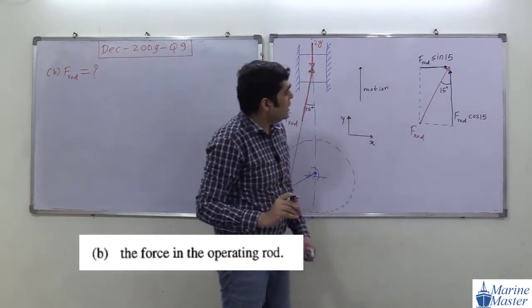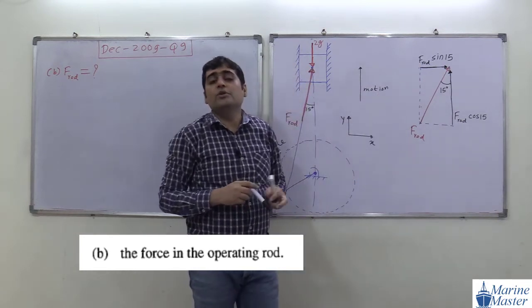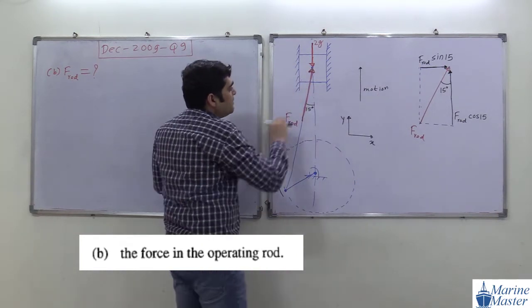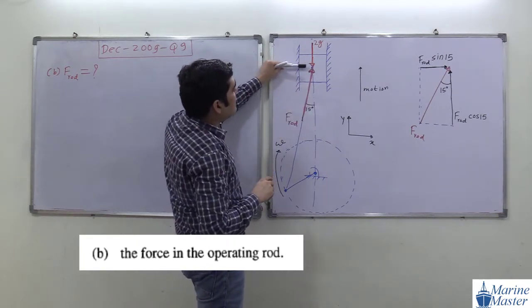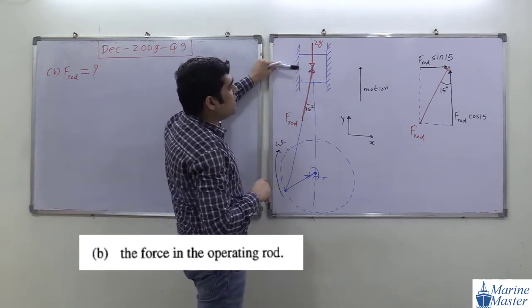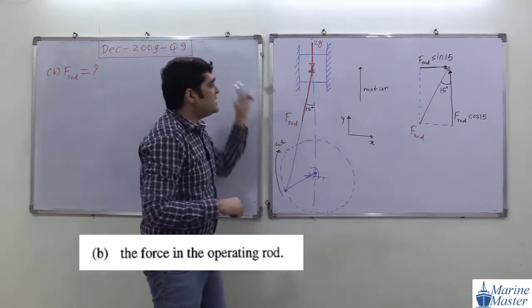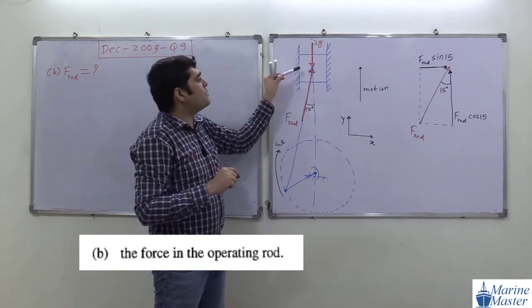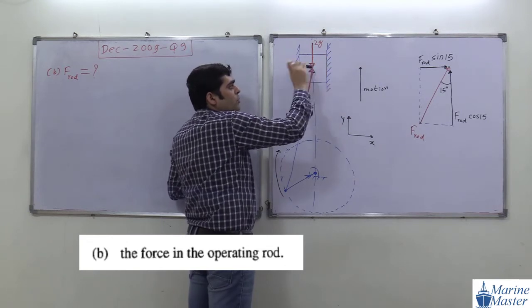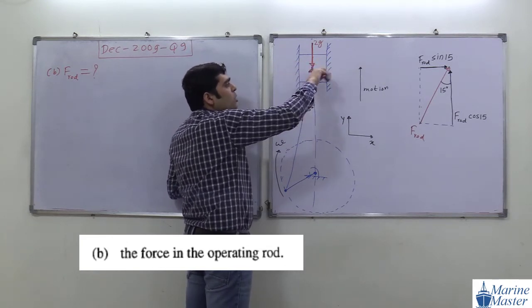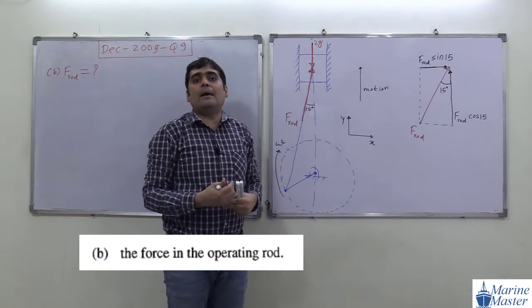Try to see the scenario here. Now if you observe, what is the speciality of F rod sin 15? In which direction is F rod sin 15? It is in this direction. So what is this F rod sin 15 going to do? It is going to push this block on this side. As F rod sin 15 is going to push the block on this side, automatically what will happen?